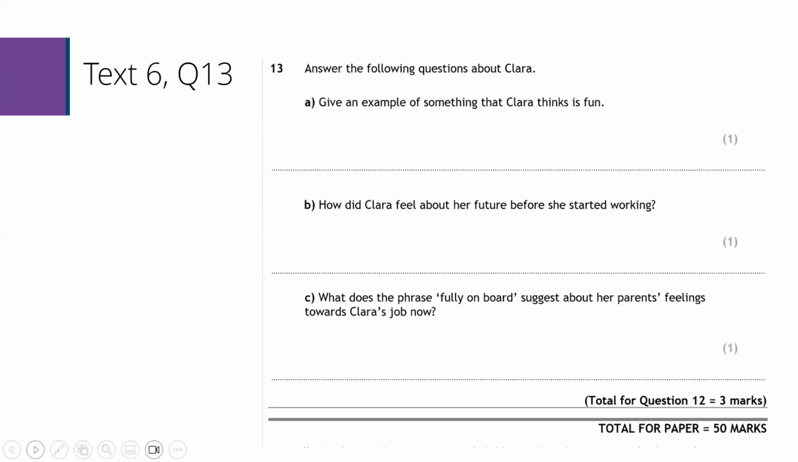And then text 6, question 13 is the free response type question. And again, the same information about short, concise answers will hold true there as well.